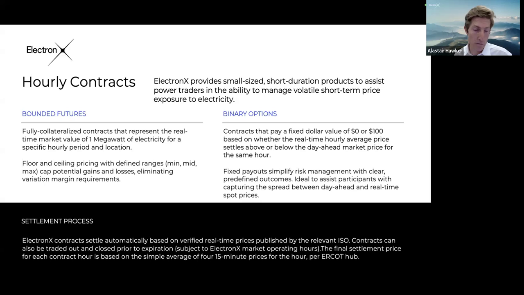For example, in ERCOT, it's the hubs. We list 120 hourly contracts for each product in each trading location, representing every hour for the next 5 days ahead.